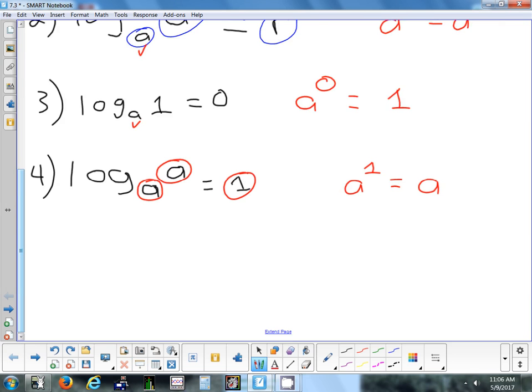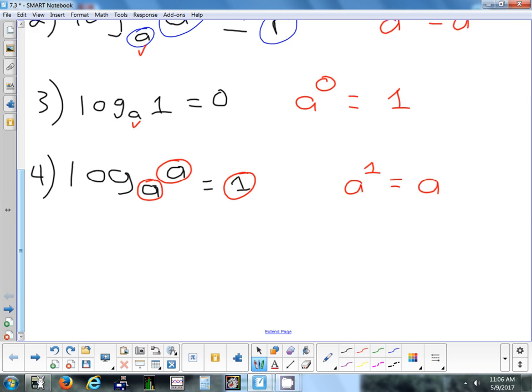What does that say? Can you read the whole thing? Anything raised to the power of 1 equals. Exactly, that's exactly what it says. Anything to the first power equals itself. And that's all that rule 4 is. That's the log form of what she said. That's the exponential form of what she said. That's all.